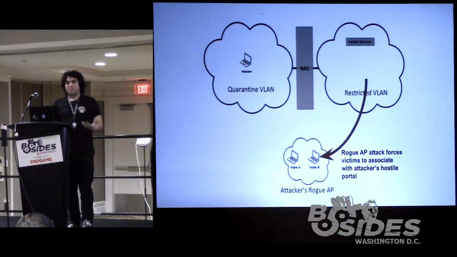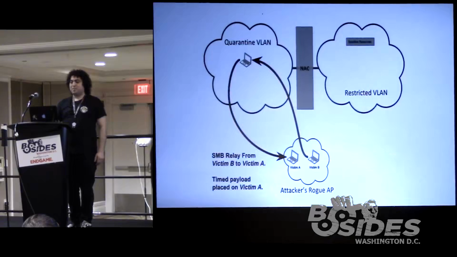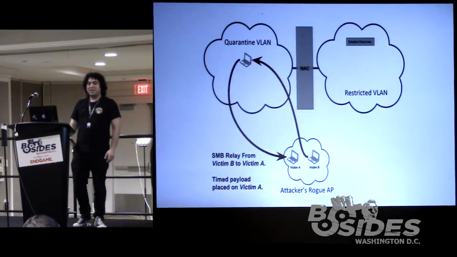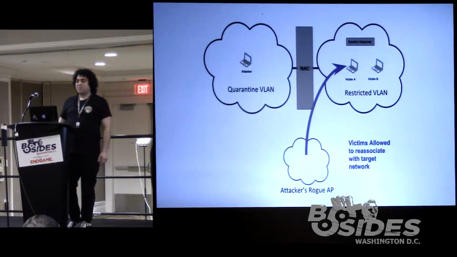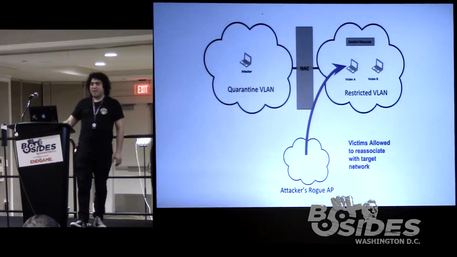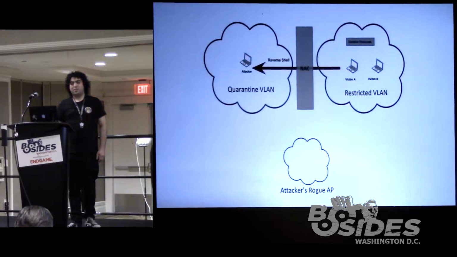At this point, though, instead of just simply capturing hashes, we're going to relay that authentication attempt using an SMB relay attack from one victim to the other. This will allow you to instantaneously place a timed payload on one of the victims. You let the victims reassociate with the target network as before. They're moved back to the restricted VLAN because they're still authorized devices. And as before, we wait for the reverse shell.